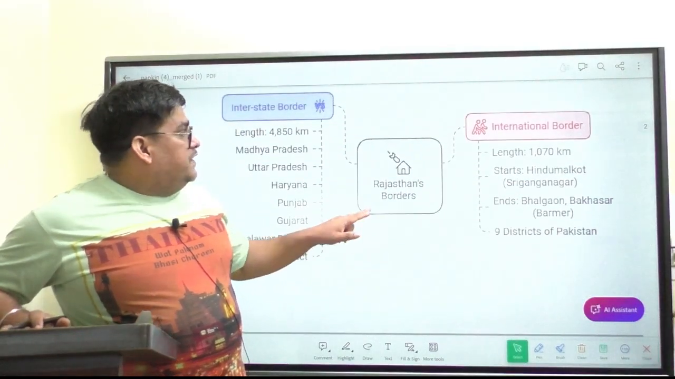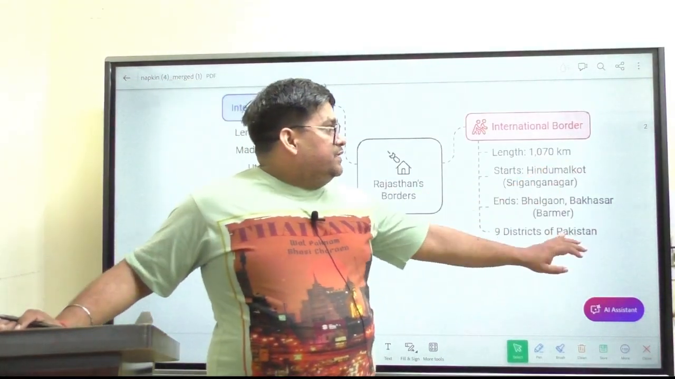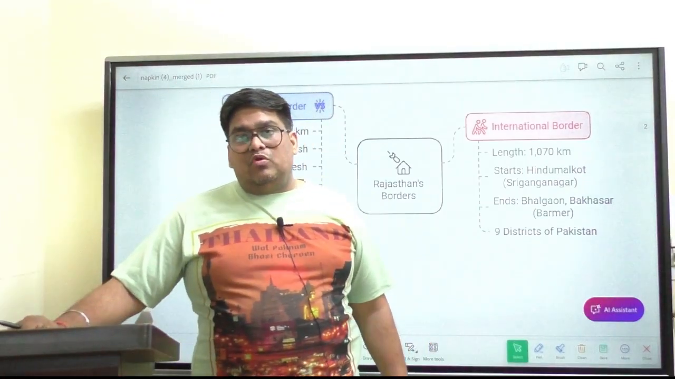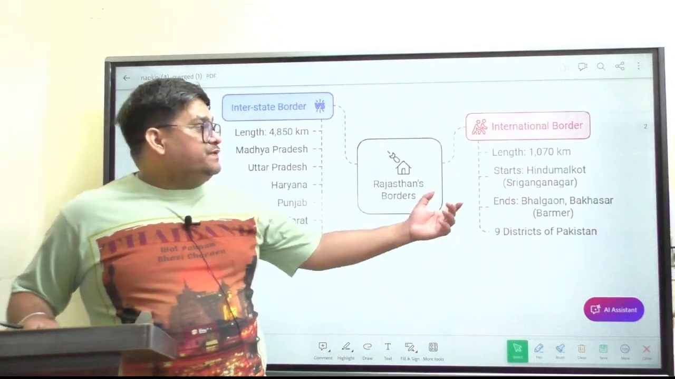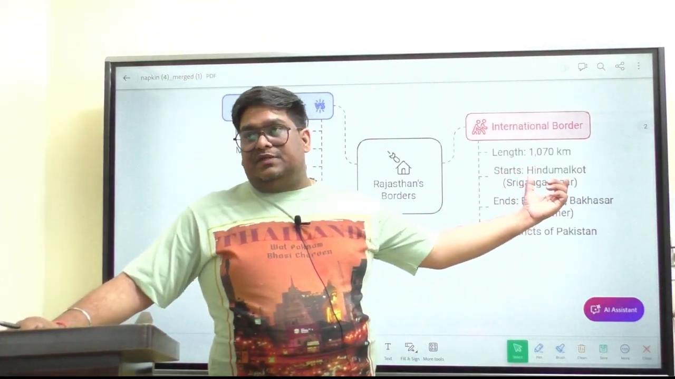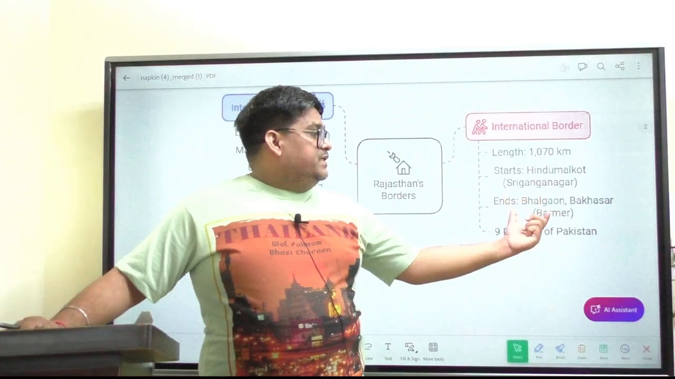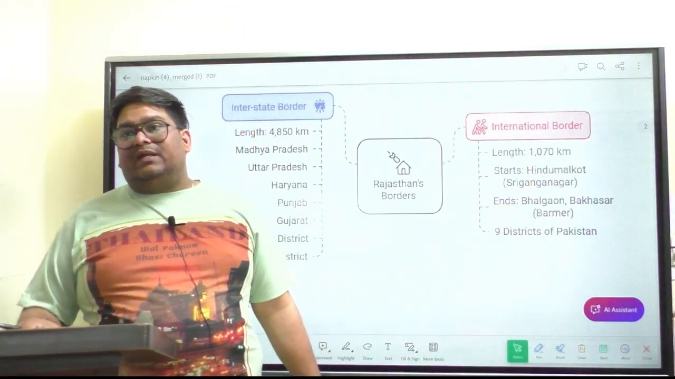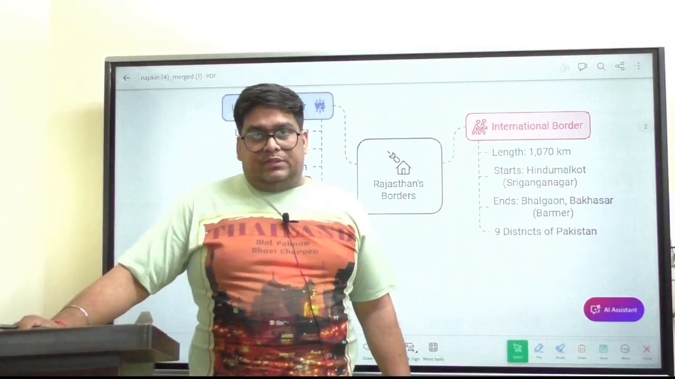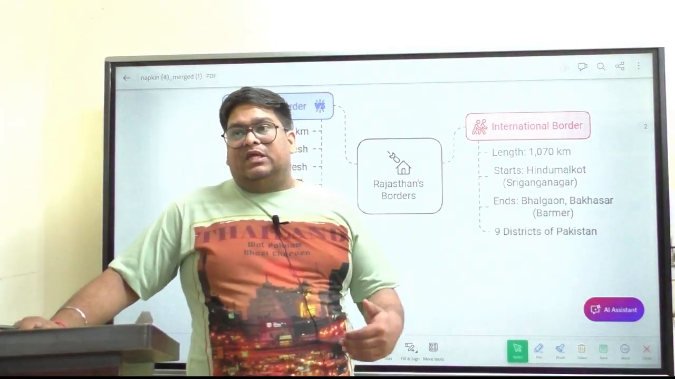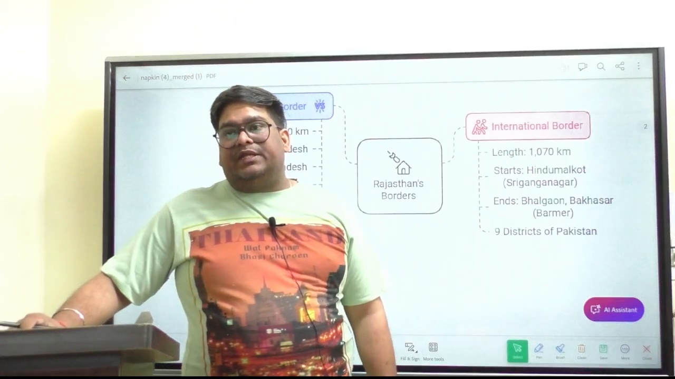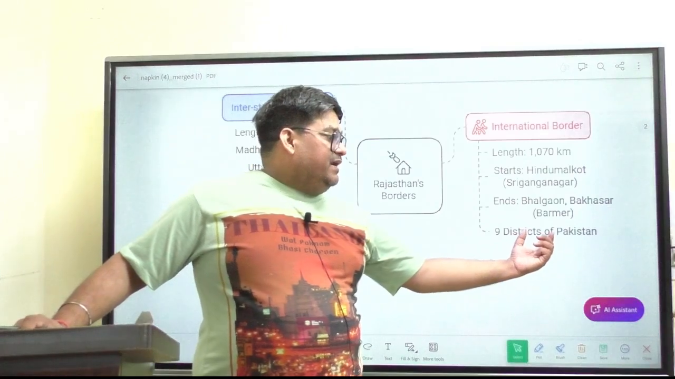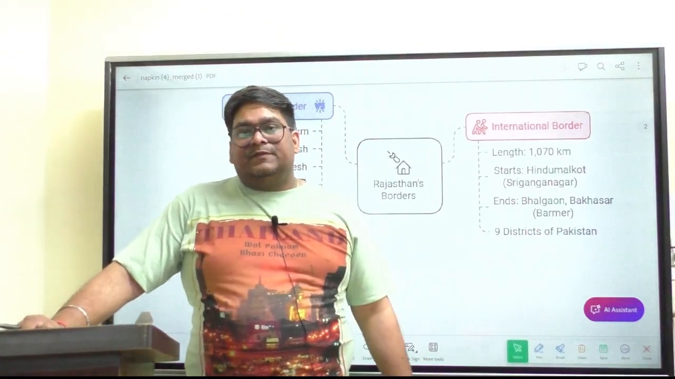Okay, so as we have already covered here, this is an international border. That international border basically covers almost 1070 kilometers. It starts with Shri Ganganagar district and goes to Badmer. So this is basically the village, that is Hindu Malkot. Okay, it starts from there to Bhalgaon, which is located in Badmer district. So from the Pakistan side, 9 districts of Pakistan touch Rajasthan.